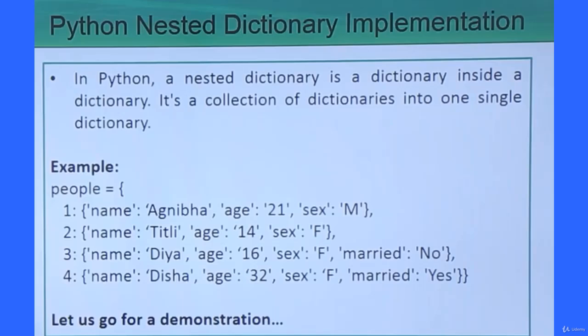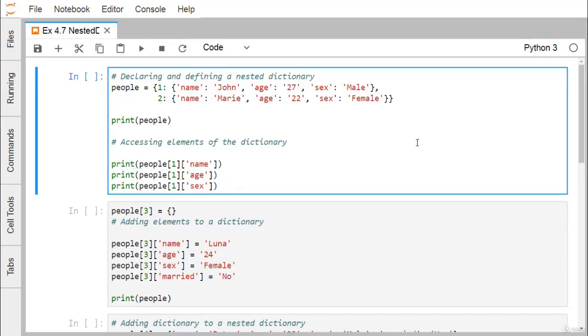So let us implement this using Python coding so that you can feel how the outputs come and how to write the code appropriately. Now here we will be declaring and defining a nested dictionary. So people is equal to 1 colon. 1 is the key here, and the value also has key value pairs. Again, the key is 2 and this is my value, and the value is another dictionary which has key value pairs. That's why it is called a nested dictionary.